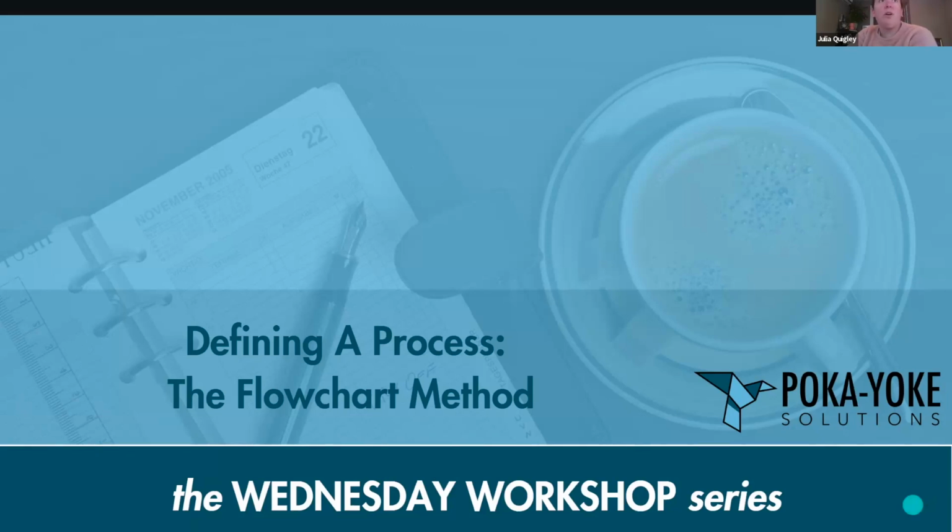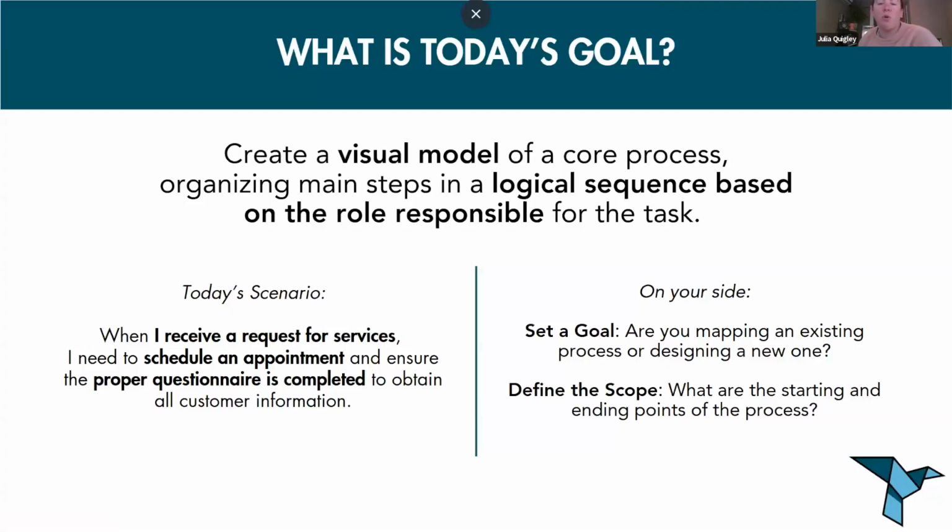So today's goal, we are going to create a visual model of one of our core processes and organize those main steps in a logical sequence, usually based on a timeline and based on the role responsible for completing the tasks that we're going to outline. In my scenario, I'm going to use the example of I received an email request for a new appointment, and I have to schedule that appointment between me on the sales side and my new customer. And there's also going to be some onboarding paperwork, so I get some background info before I actually meet with that person. So I want to make sure I have the right paperwork completed, and my process ends when the appointment is actually confirmed with the person.